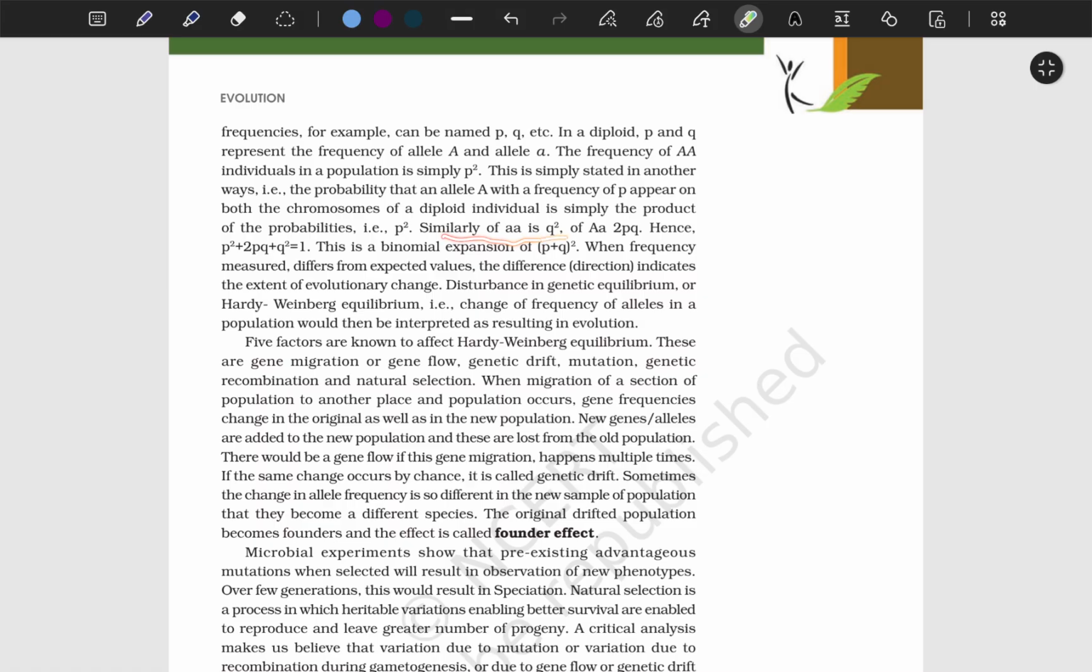Similarly, of small a is q square, and of A small a is 2pq. So 2pq gives the heterozygous individuals, q square is the homozygous recessive and p square is the homozygous dominant. Hence, p square plus 2pq plus q square is equal to 1. This is a binomial expansion of (p plus q) whole square. When frequency measured differs from the expected values, the difference direction indicates the extent of evolutionary change.